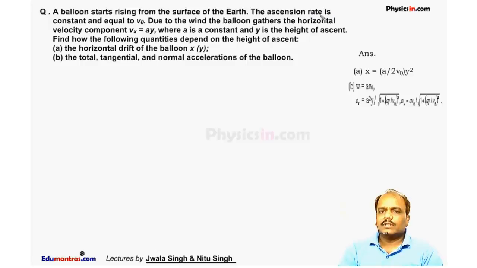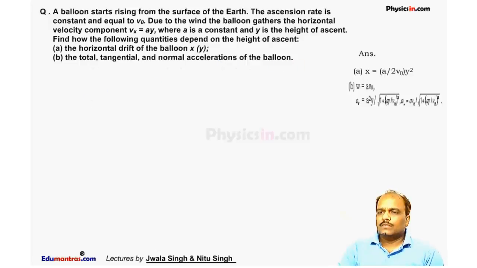A balloon starts rising from the surface of earth. The ascension rate is constant and equal to v0. Due to the wind, the balloon gathers the horizontal component of velocity given by vx, that is equal to ay, where a is a constant and y is the height of ascent. Find how the following quantities depend on height of ascent. First, the horizontal drift of the balloon x(y), and the total, tangential and normal acceleration of the balloon.